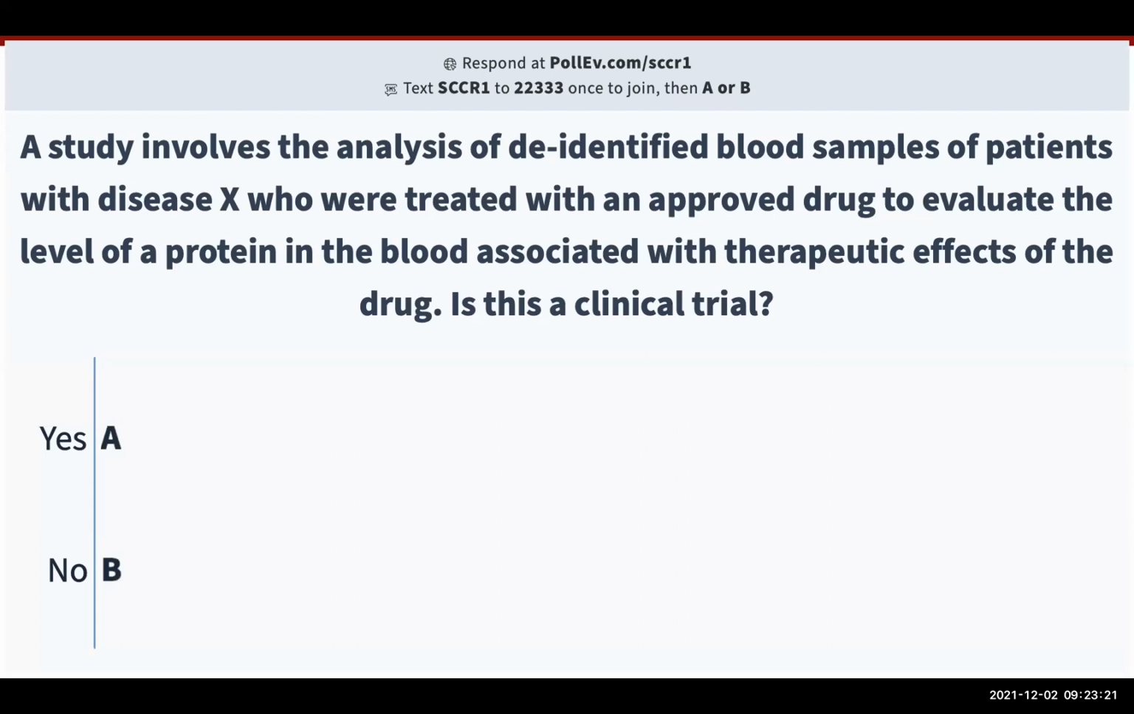Okay, so next question, just a yes or no question. A study involves the analysis of de-identified blood samples of patients with disease X who were treated with an approved drug to evaluate the level of a protein in the blood associated with the therapeutic effects of the drug. Is this a clinical trial?